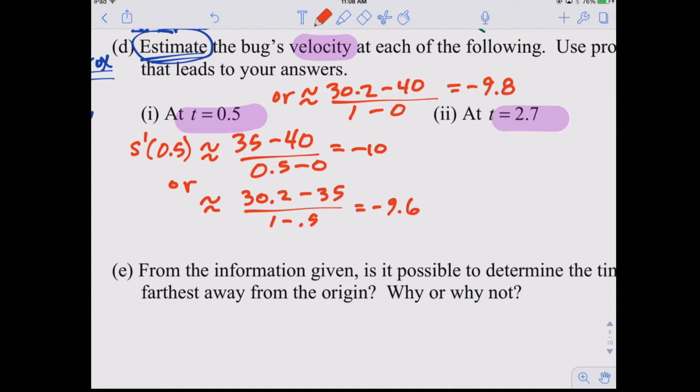If you use the point of interest and the point to the right of it, which would be the point 1, comma 30.2, then get in the habit of doing final minus initial. Even though, remember, the ratios don't matter as long as it corresponds, because this can give you the average velocity, or the top gives you the displacement. That one gives you negative 9.6. And the top one, if you use the 2 points on either side at 0 and 1, you get negative 9.8. So they're all pretty close.